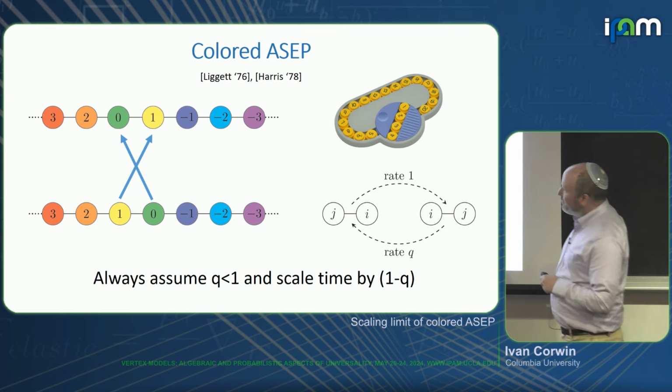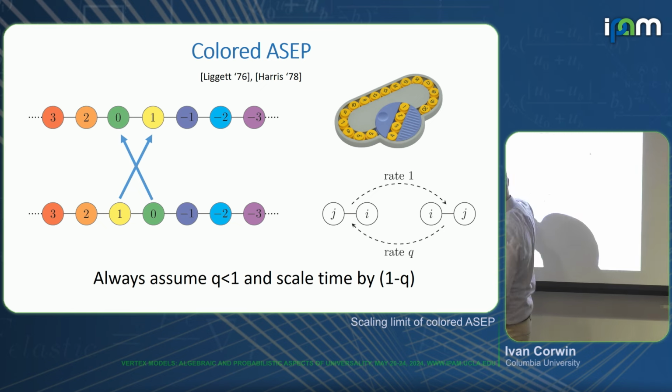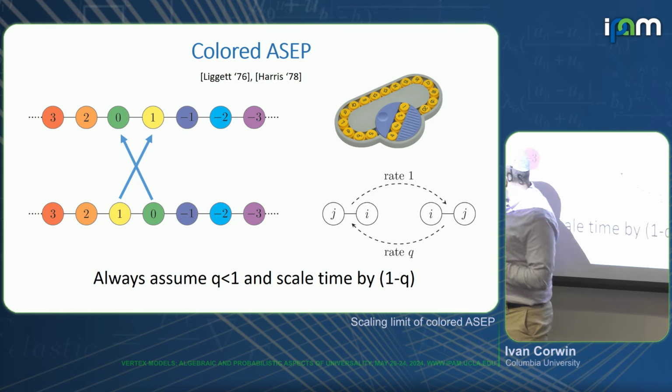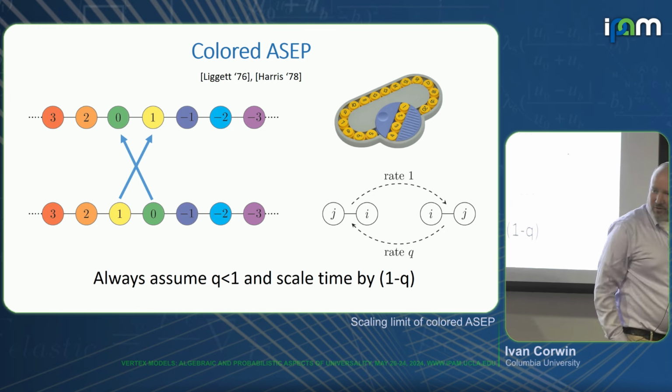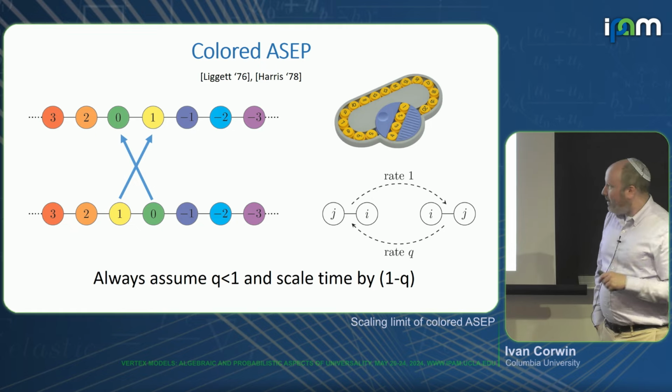So this is an example of a move that could occur. This would happen at rate 1. 1, 0 would swap, and you'd get 0, 1. So the dynamics of this are clear.